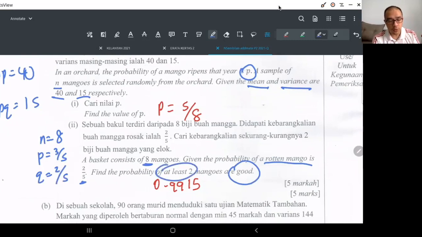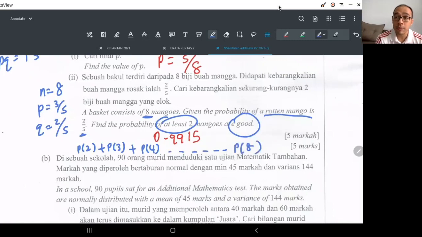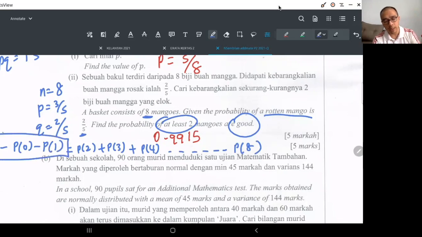At least 2 means you want to find P2 plus P3 plus P4 up to P8, which is crazy people's work. So do it the other way around. You get 1 minus P0 minus P1. Do this method instead, and you will get this answer, 0.9915. It's not a difficult question, very standard.